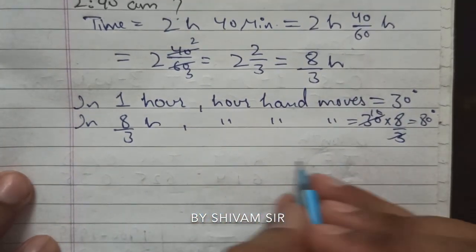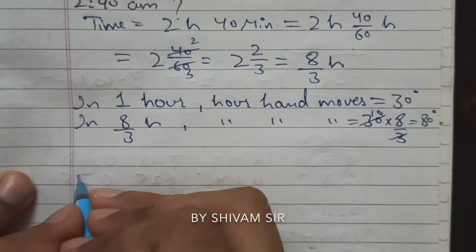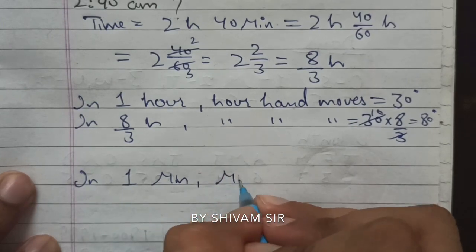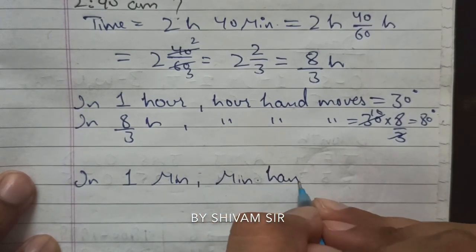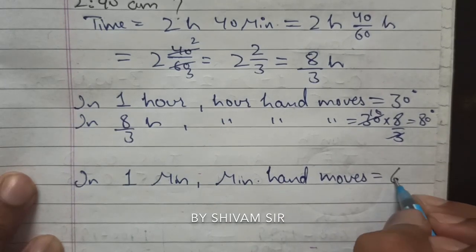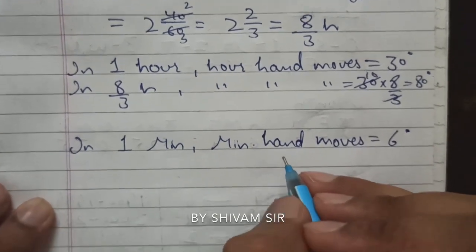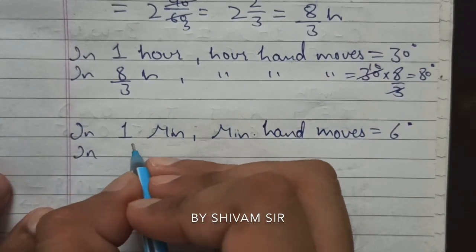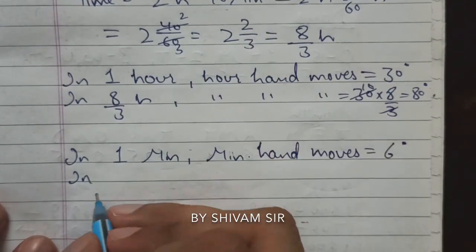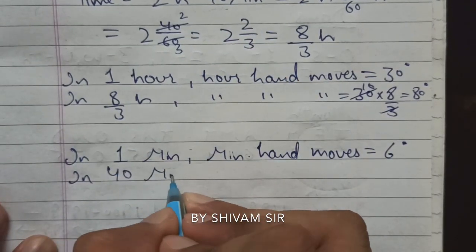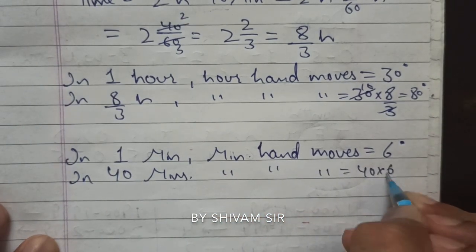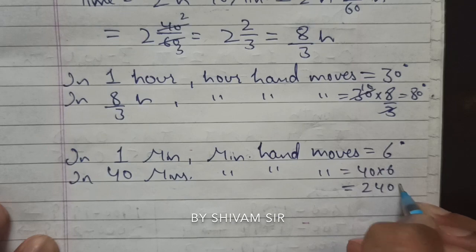So let's move to the minute hand. In 1 minute, the minute hand moves how many degrees? 6 degrees, right? We have already calculated that. So in how many minutes? We have 40 minutes now. So in 40 minutes, the minute hand moves 40 multiplied by 6, which is 6 multiplied by 4, 240 degrees, right?